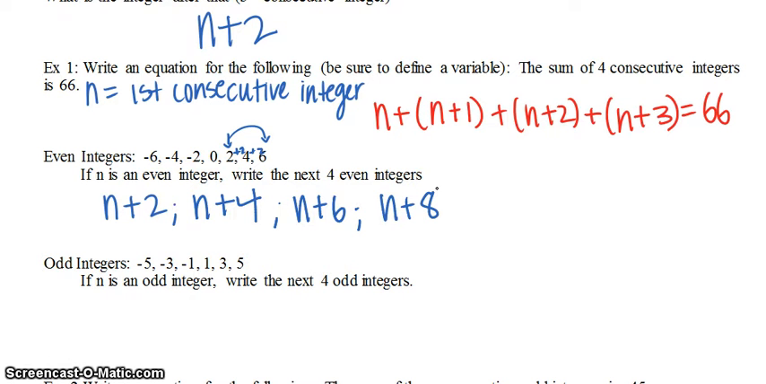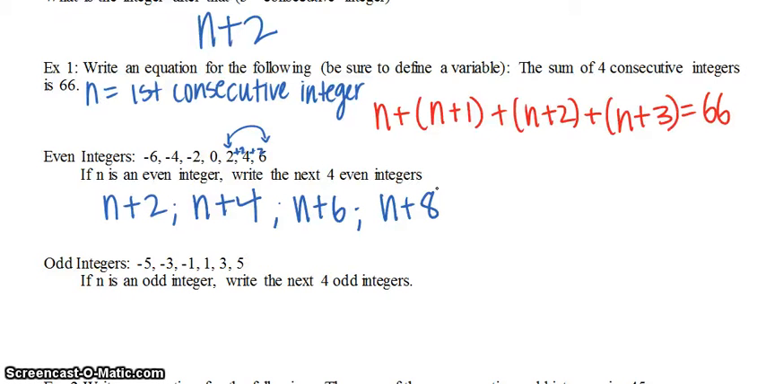Okay, so odd integers, -5, -3, -1, 1, 3, 5. If n is an odd integer, write the next 4 odd integers, or the 4 odd consecutive integers, okay? Okay, so we gotta think about this. A lot of people want to say n plus 1, n plus 3.